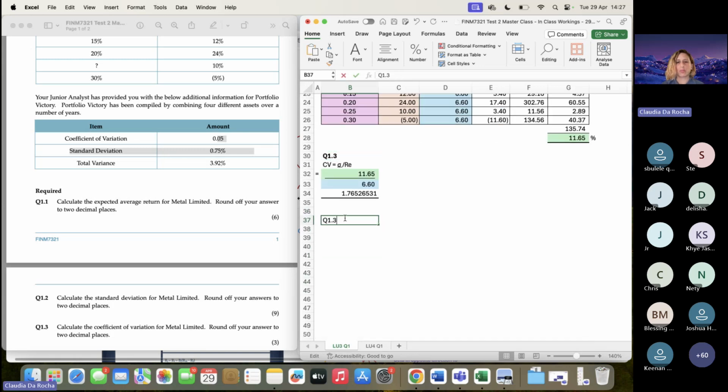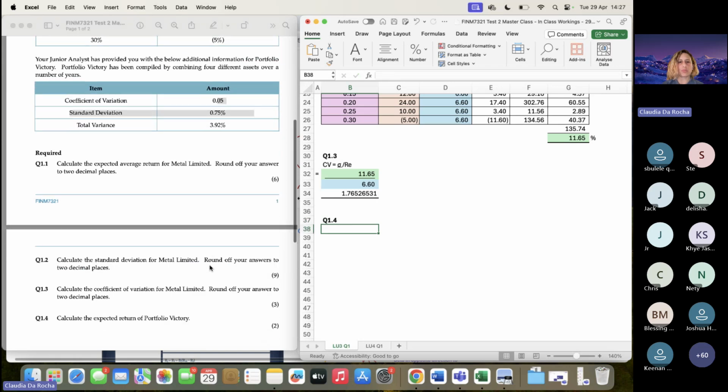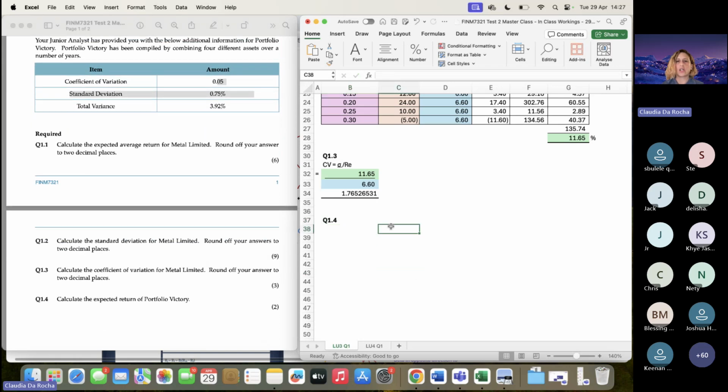So we got question 1.4. And let me just bring up the question so you can see it. We are literally going to use that same formula. We're just going to manipulate it now because it's asking us to calculate RE. So if we're calculating RE, we are basically saying it's the sigma divided by our coefficient of variation. So all I've done is I've just manipulated the formula.